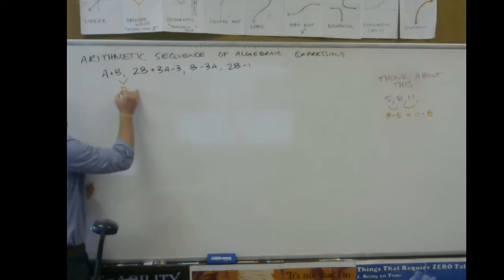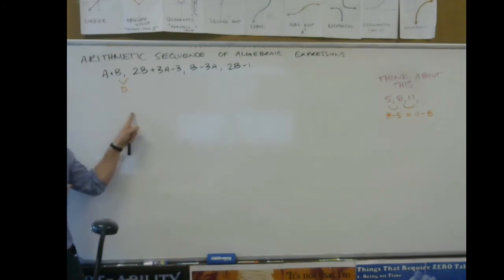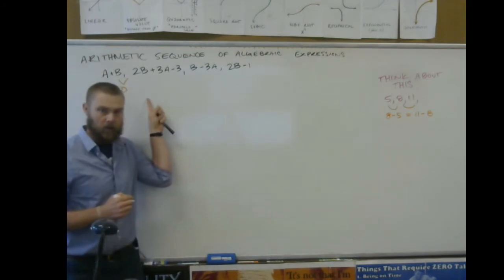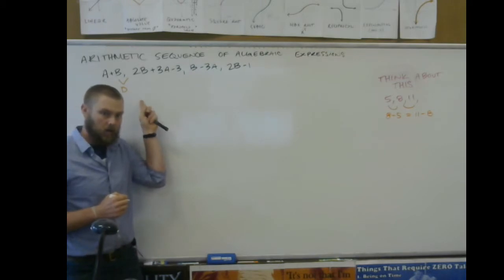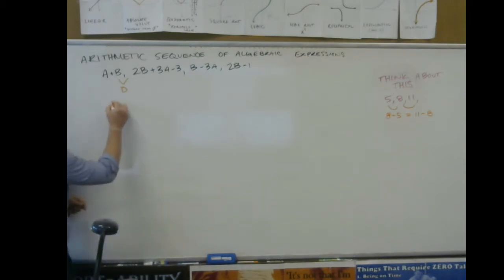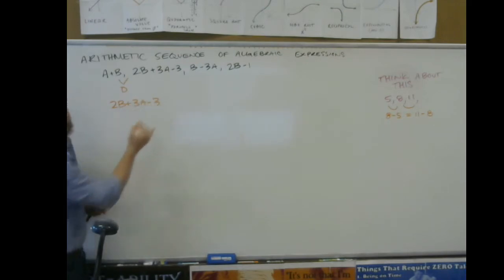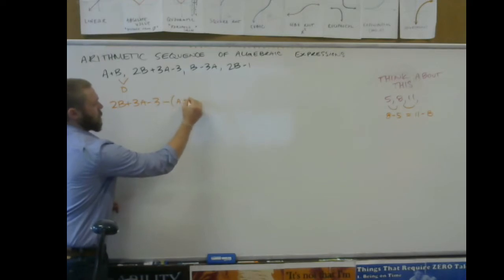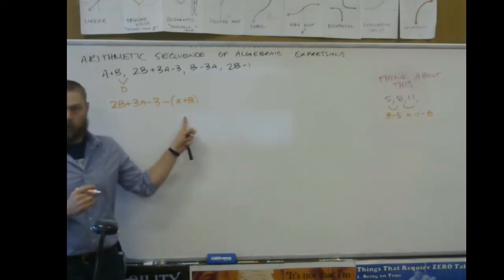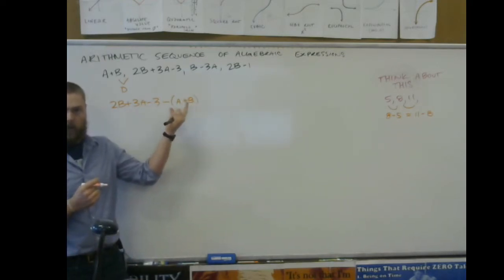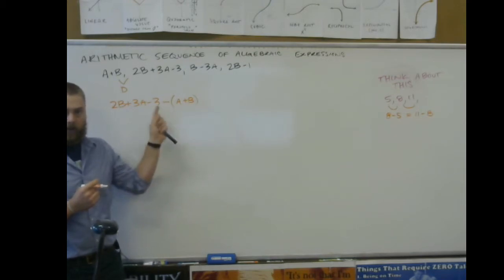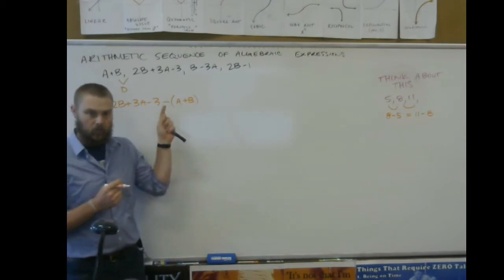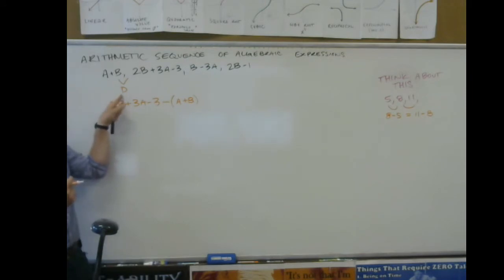So this difference, we're going to do the same thing as we did over there. Let's step into the picture. Let's set it up. 2b plus 3a minus 3, subtracting a plus b. And we have to put a group around this because the whole thing, a plus b, is getting subtracted, and that makes a difference with this minus sign. Okay, so that difference has to be equal to the next difference.